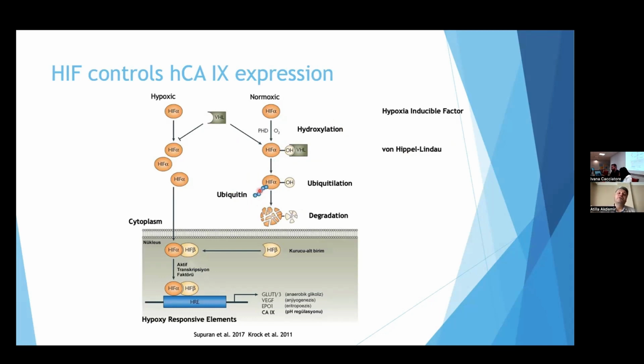However, when hypoxic conditions occur, hydroxylation does not occur. Therefore, von Hippel-Lindau factor cannot bind to this hypoxia-inducible factor, and it can now go from the cytoplasm into the nucleus, where it binds to hypoxia-responsive elements, and this increases the production of different kinds of proteins, one of them being carbonic anhydrase 9. I should note that carbonic anhydrase 12 is most likely expressed by other means, and estrogen receptors may play a role. So what I described here holds true for carbonic anhydrase 9.